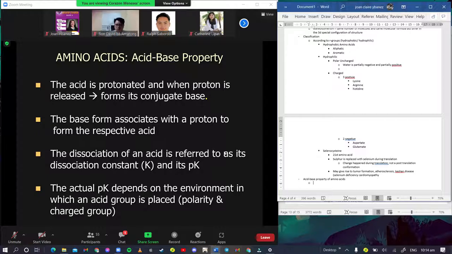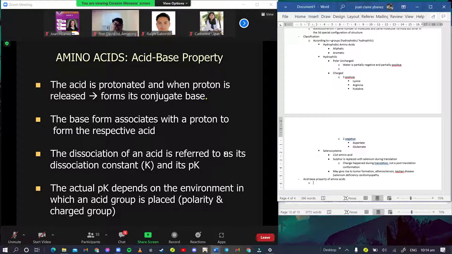So can you say it again? The one who mentioned the relationship between the pH and the pK. Yes, Doc. If the pH is less than the pK, it will exhibit a positive charge. And if the pH is greater than the pK, it will exhibit a negative charge.